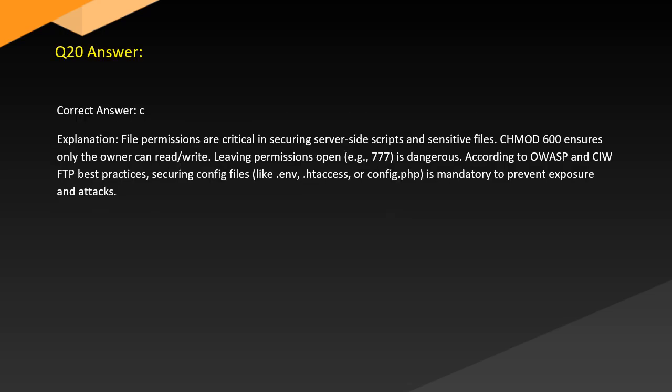Answer. Correct answer: C. Explanation. File permissions are critical in securing server-side scripts and sensitive files. CHMOD 600 ensures only the owner can read and write, while 777 leaves permissions open and is dangerous. According to OWASP and FTP best practices, securing config files like .htaccess or config.php is mandatory to prevent exposure and attacks.